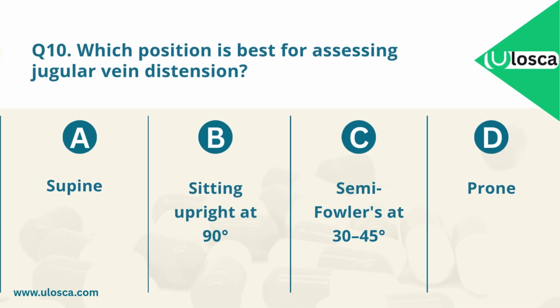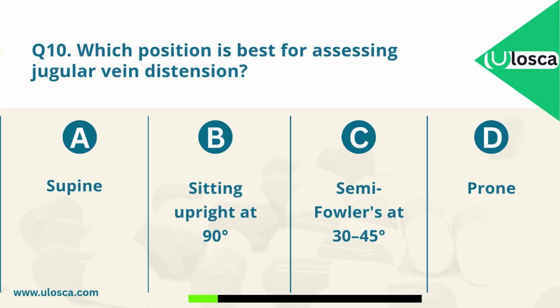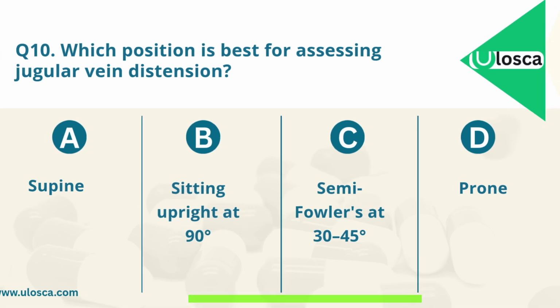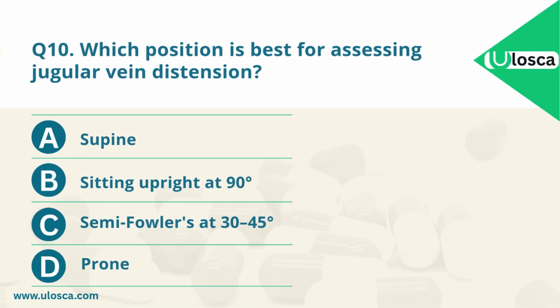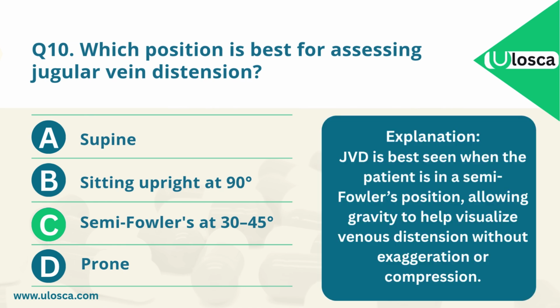Question 10. Which position is best for assessing jugular vein distension? A. Supine. B. Sitting upright at 90 degrees. C. Semi-Fowler's at 30 to 45 degrees. D. Prone. Which one is the correct answer? The correct answer is C. Semi-Fowler's at 30 to 45 degrees.